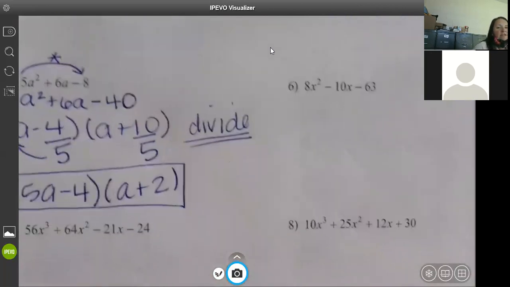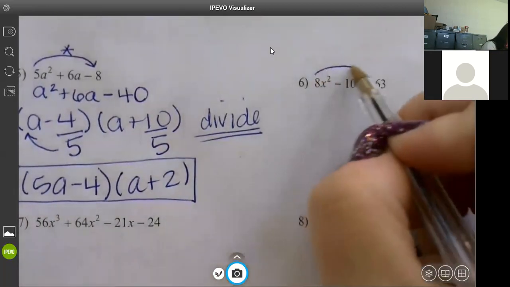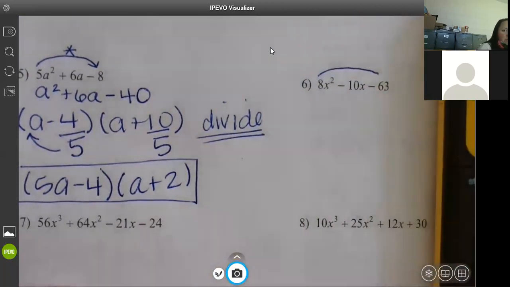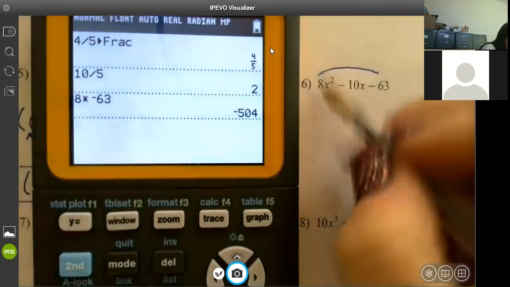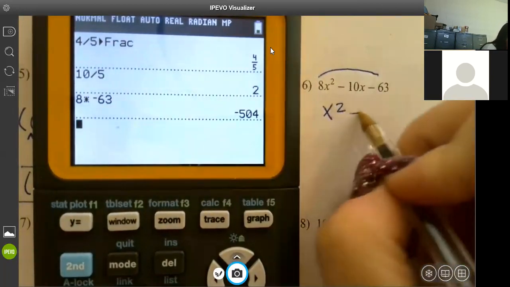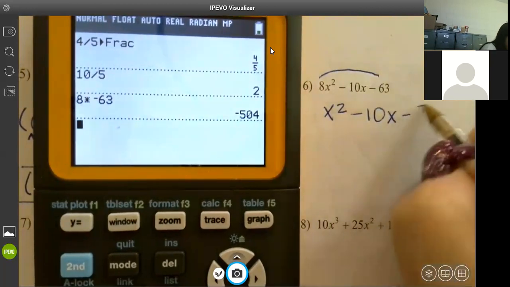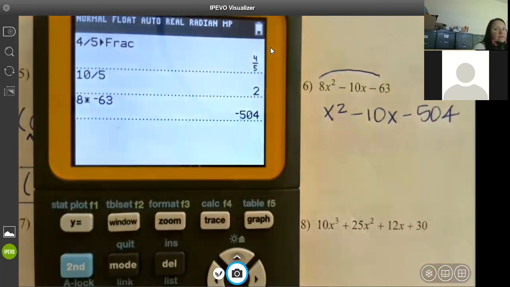Number 6 is the same thing. It's just bigger numbers. I'm going to have to use my calculator. I would expect you to as well. So we're doing 8 times -63, and we get x squared minus 10x minus 504.